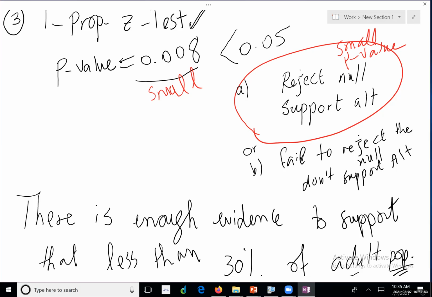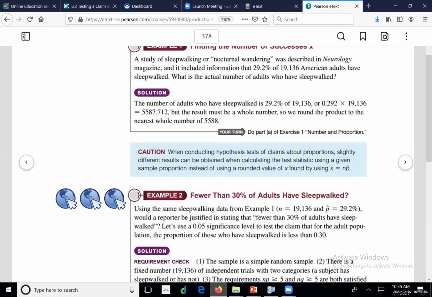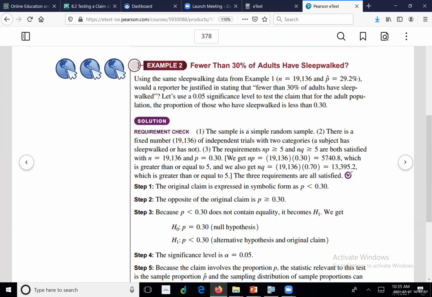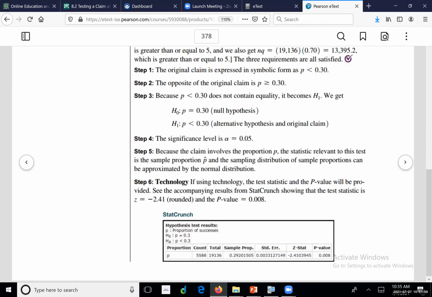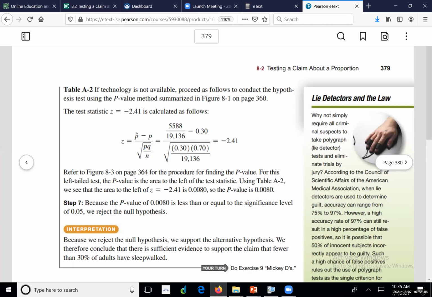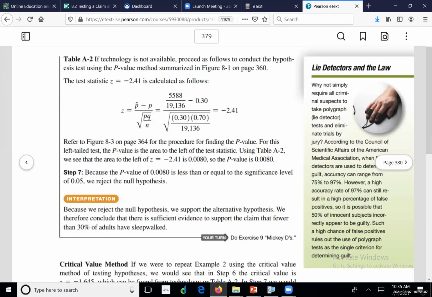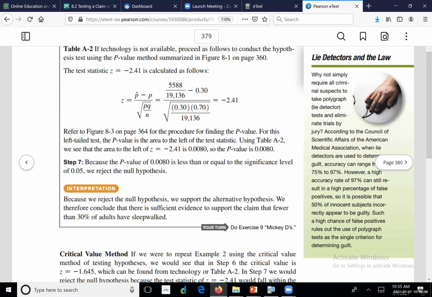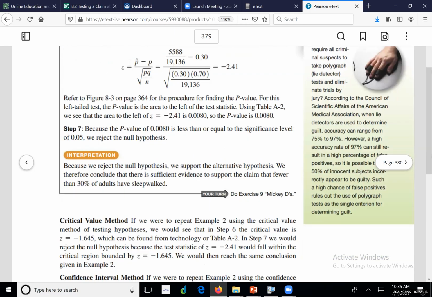Okay, let's go to the textbook again. Okay, and here are the steps. They write it in 10 steps. 4 steps should be sufficient. Conclusion is important. We say we conclude that there is sufficient evidence to support that fewer than 30% sleepwalked. Okay, so now let's go to another question.